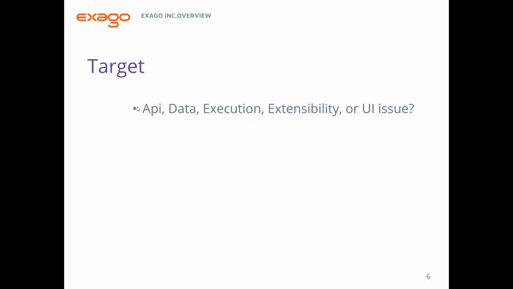Is it an API issue? Is there something happening with a permission not being set? Is it a data issue? Is my report returning something I'm not expecting? Is it an execution issue? As I run a report, am I getting an error? Extensibility being custom functions, folder management, server and action events. We've talked about a lot of extensibility in our technical lab series previously.